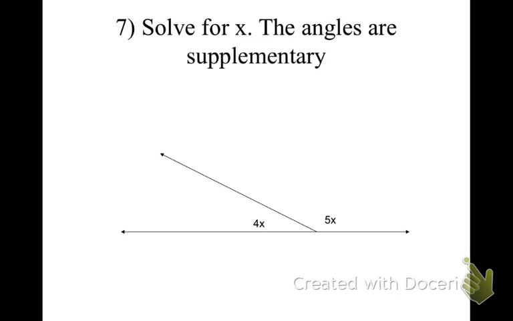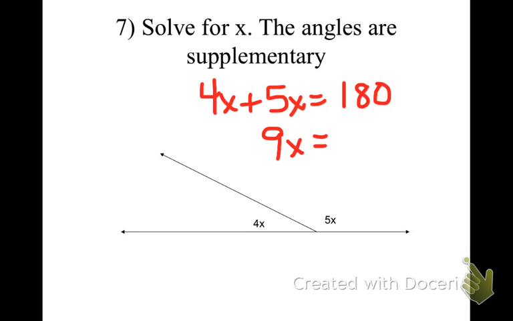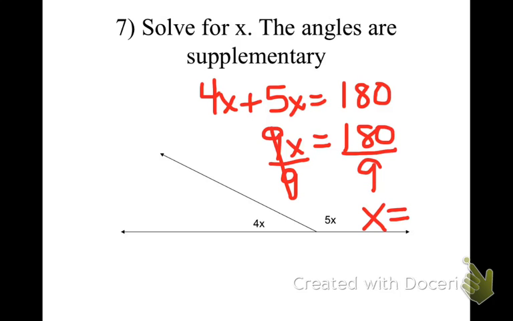Similar to our last example, these two angles are supplementary, meaning that they add up to 180 degrees. 4x plus 5x equals 180 degrees. Like terms will give us 9x is equal to 180, and we undo multiplication through division. So x is equal to 20. Again, not a measure of degrees, just the value of x.